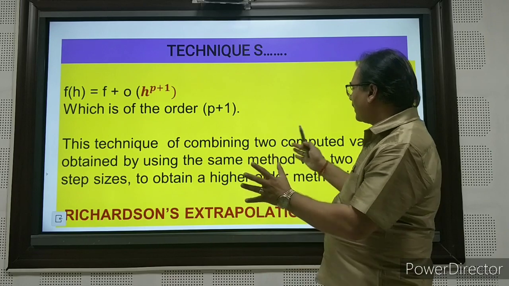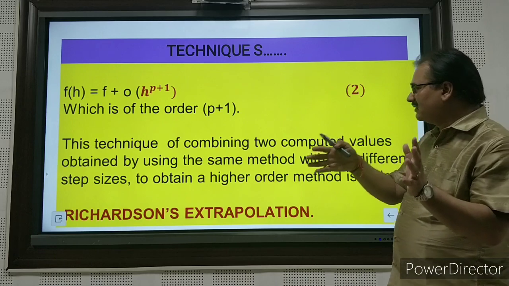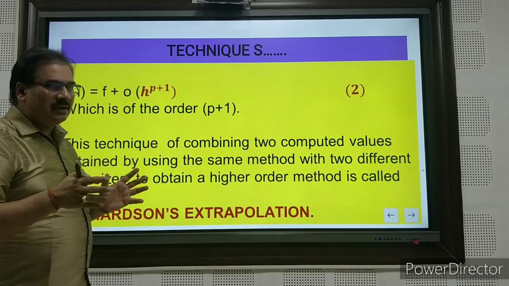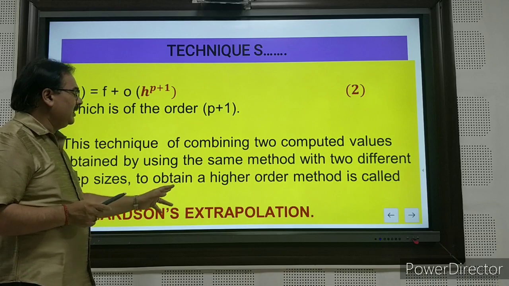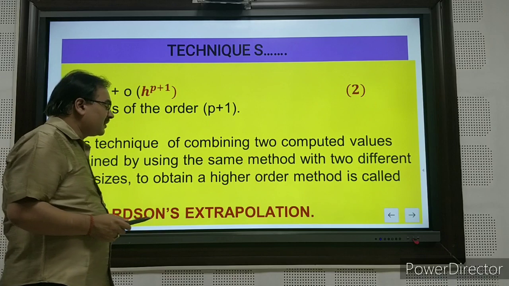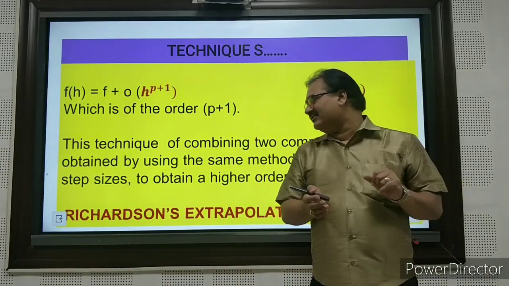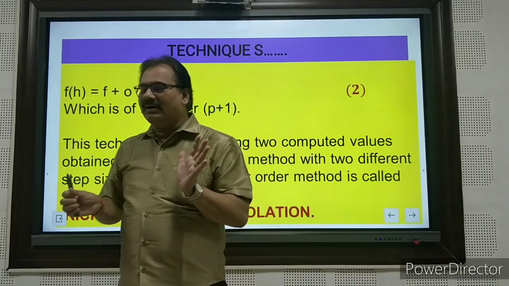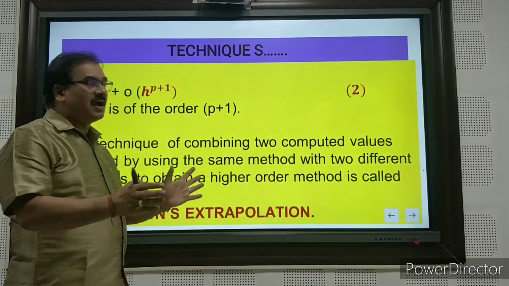In this technique, we have combined two computed values obtained by using the same method with two different step sizes to obtain a higher order method, which is called the Richardson extrapolation. On his name, this method is known as Richardson extrapolation. Many of you have already discussed interpolation, but now this is known as Richardson extrapolation.